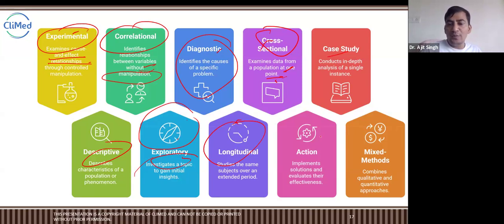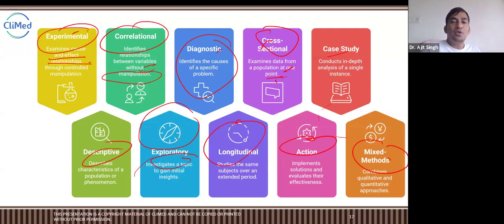Then action studies are to implement solutions, like to implement policies, to implement a treatment, or to implement something in companies, in a hospital or in the population. So those implementation studies are called action studies. Then mixed methods, where we mix two methods, quantitative and qualitative.